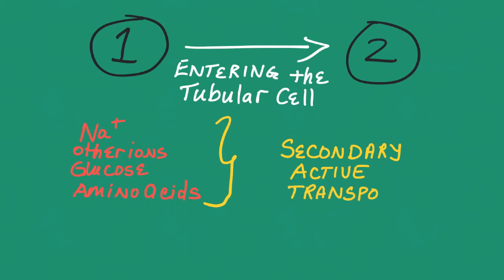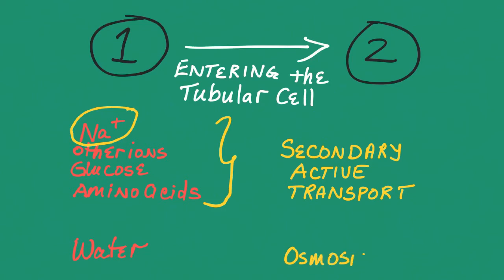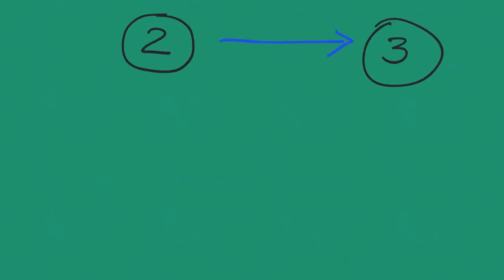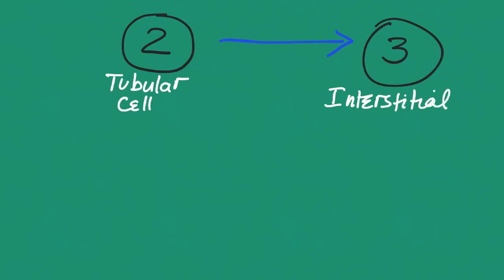Now, what happens to the water? The water always follows the salt. So it is obvious that the water will follow the salts into the tubular cell via osmosis. So let's look at the movement of molecules from the tubular cell to the interstitial fluid. Molecules would have to leave the tubular cell in order to enter the interstitial fluid.